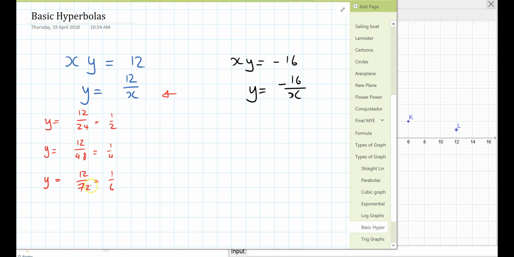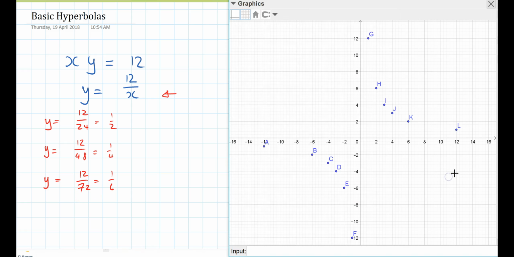No matter how big this bottom number becomes, the fraction is still going to remain. So we're never actually going to reach a value of 0 for the y value. So it would appear that as x gets very big or very small on either side of the axes, the line approaches the x-axis but never actually crosses it.